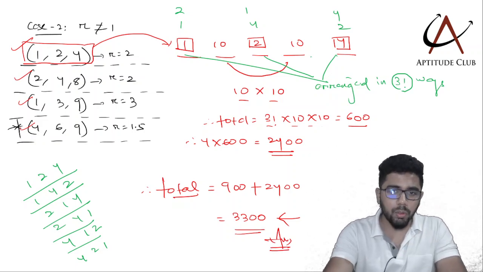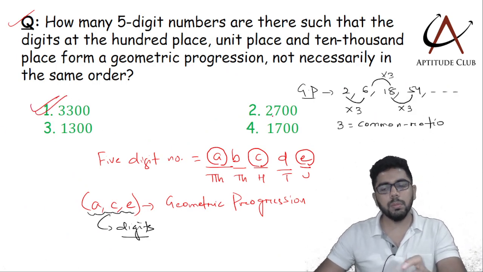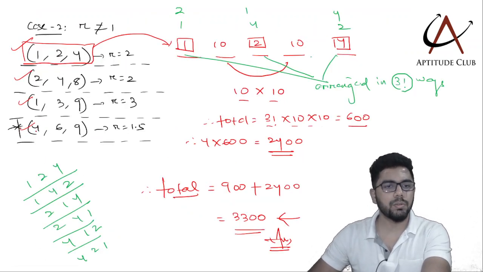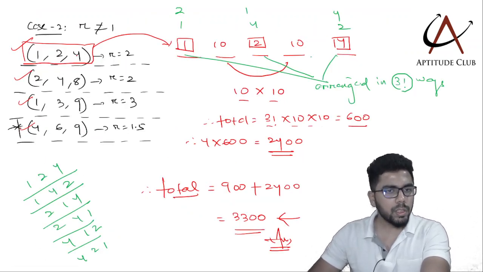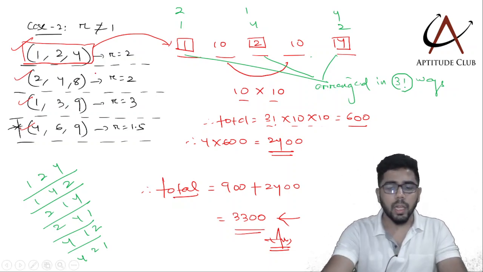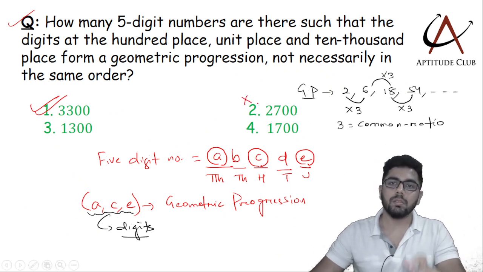Now if you carefully look, the options are also very tricky in this, because if I miss out this last case, 4, 6 and 9, you will have only 3 cases. So you will be falling 600 short of your answer. And you see 2700 is also there in the options. But this will be a wrong answer.